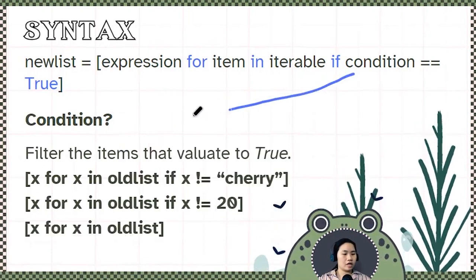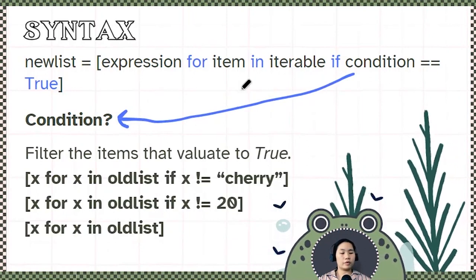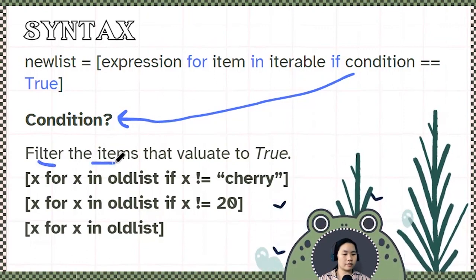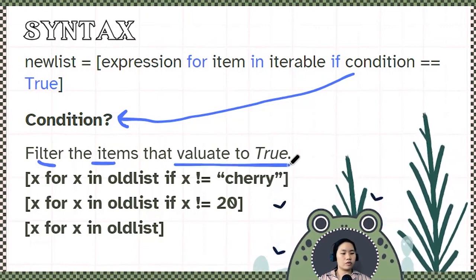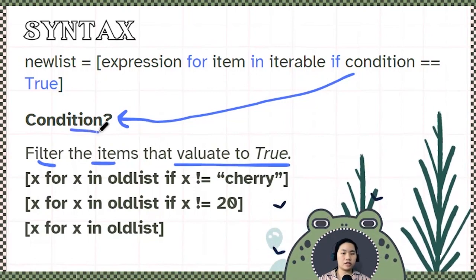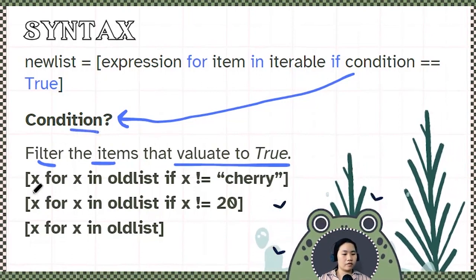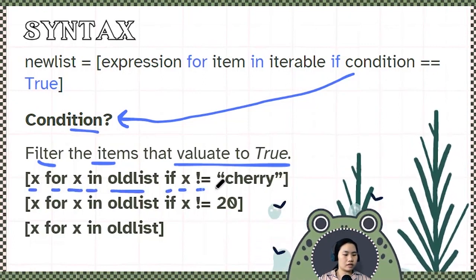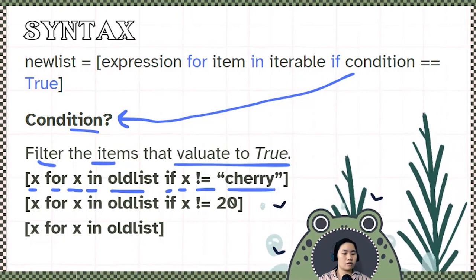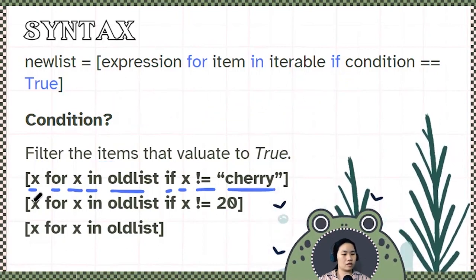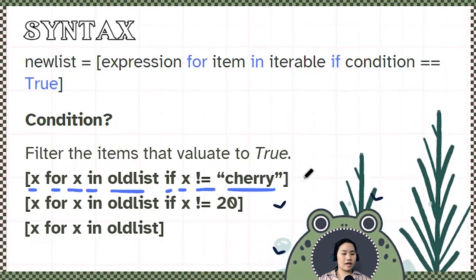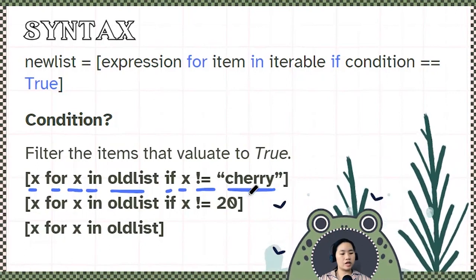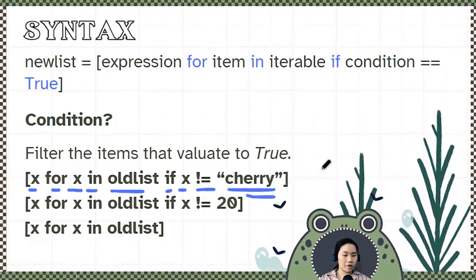Now, condition. Condition is very simple. If you look through my video about if and else syntax, it simply filters the items that evaluate to true. Evaluate to true of what? Well, of the condition that you've laid out, okay? For example, x for x in old list if x does not equal cherry. So what would be included in the new list? Well, if you guessed that the new list would have every value except for the value of cherry in the old list, you are correct.